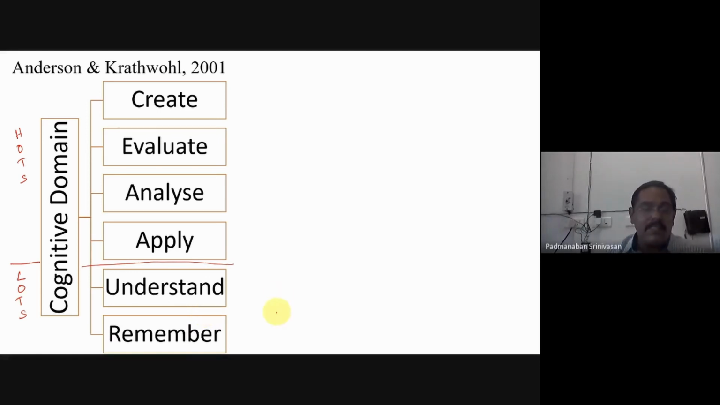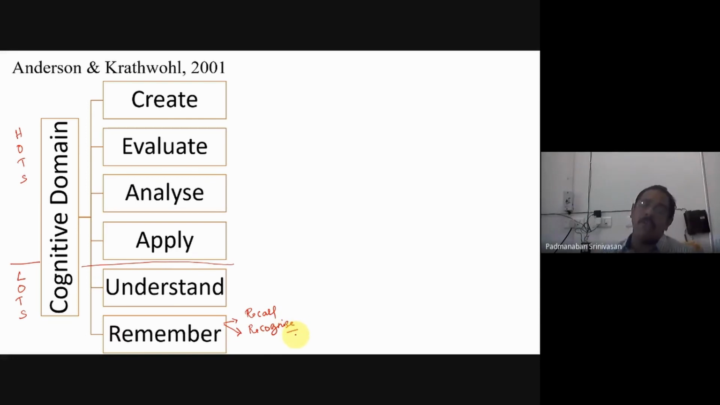Just a simple explanation for all these six terms. Remember means whatever we have, we have to recall. There are two processes of doing this. Remembering can be by two processes. One process we call recall. The other process we call recognize.